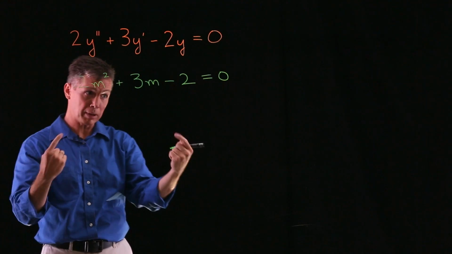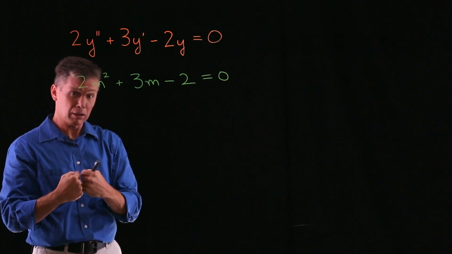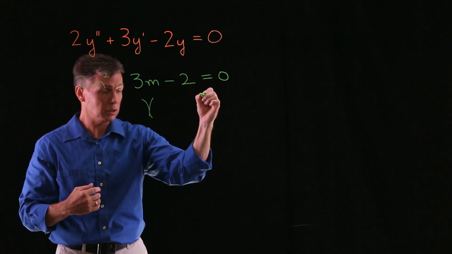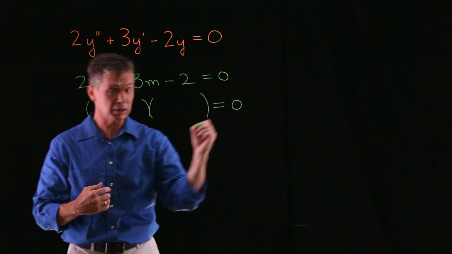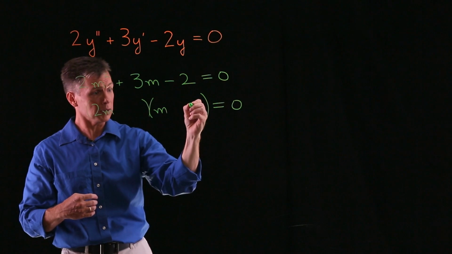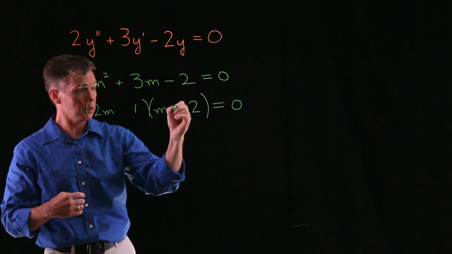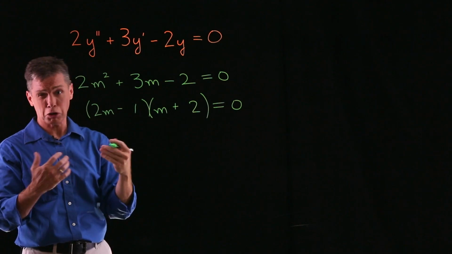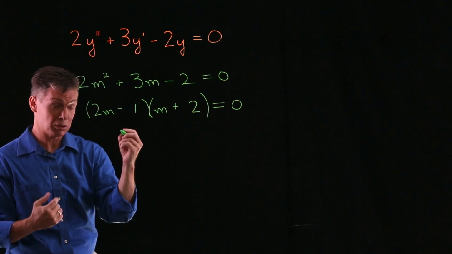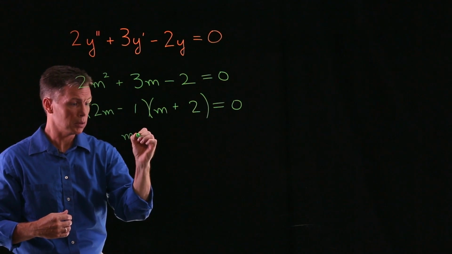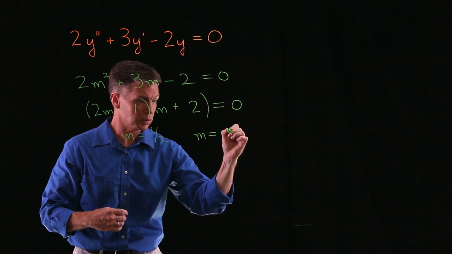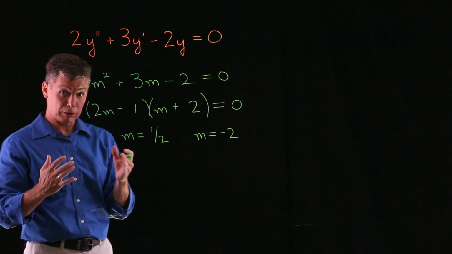And the algebra that I was talking about is you just go ahead and solve this quadratic. Factor it if it factors, use your quadratic formula, you do whatever it takes. I do think this one factors pretty nicely. If I do a 2m and an m, and I think I'm going to do a 2 and a 1, positive and negative. You can always FOIL to check, right? Looks good. And when you solve this quadratic equation, you get m equals 1/2 or m equals minus 2. That's great. That's your algebra.